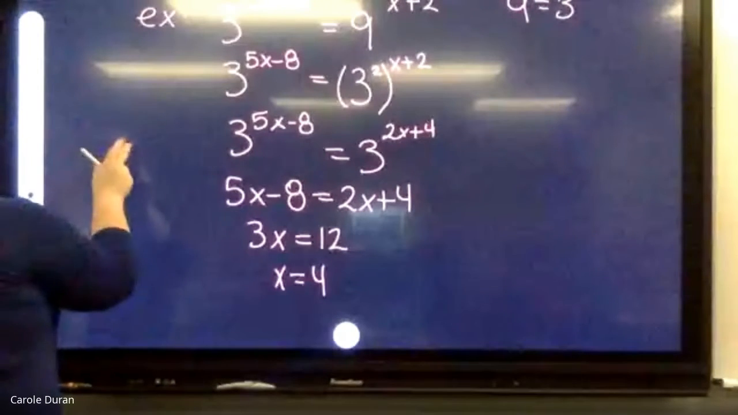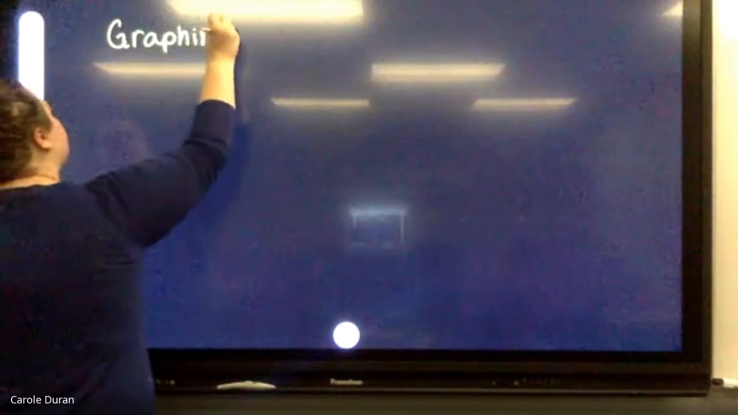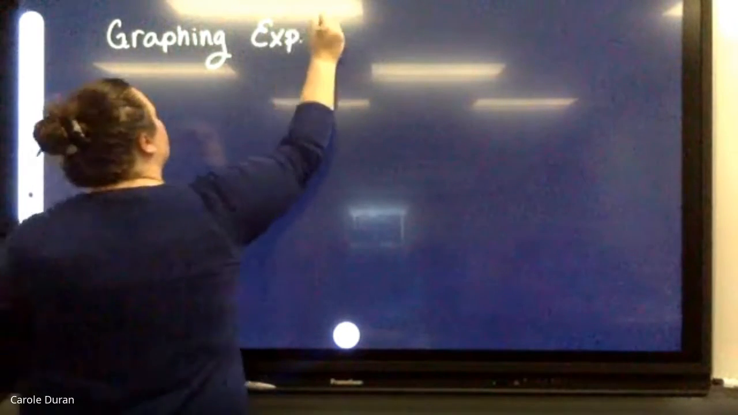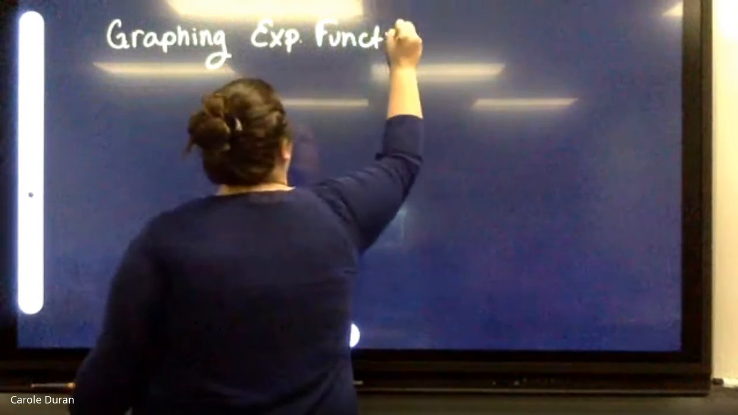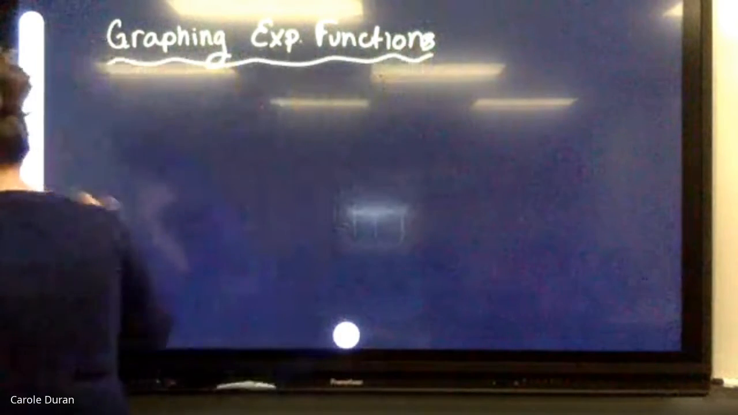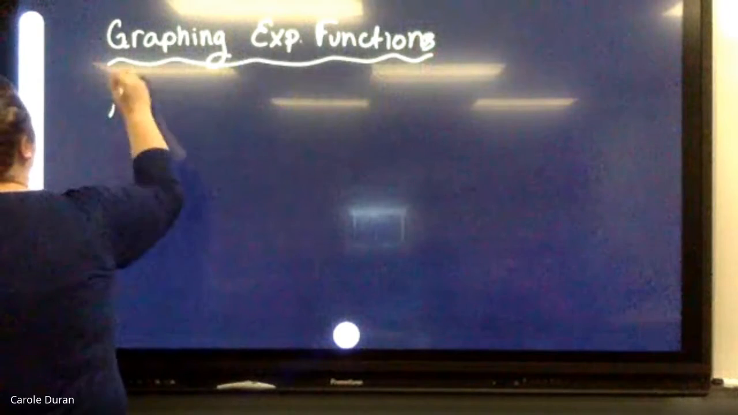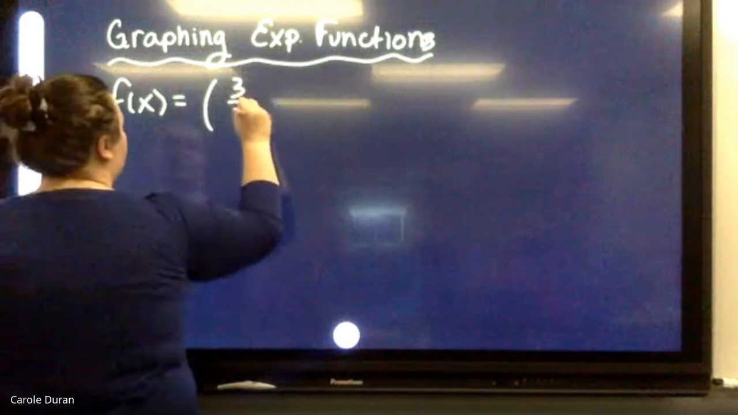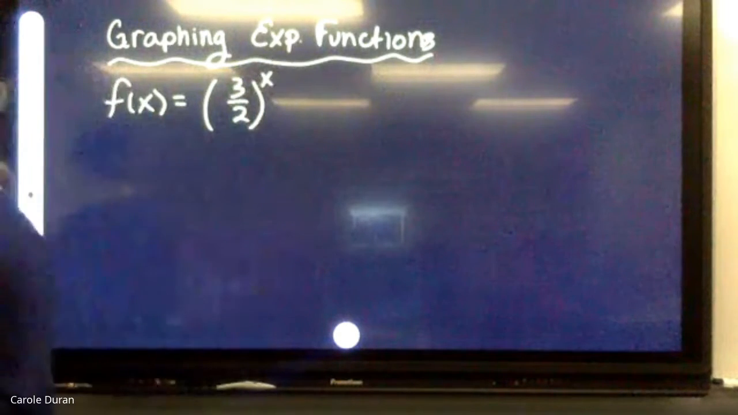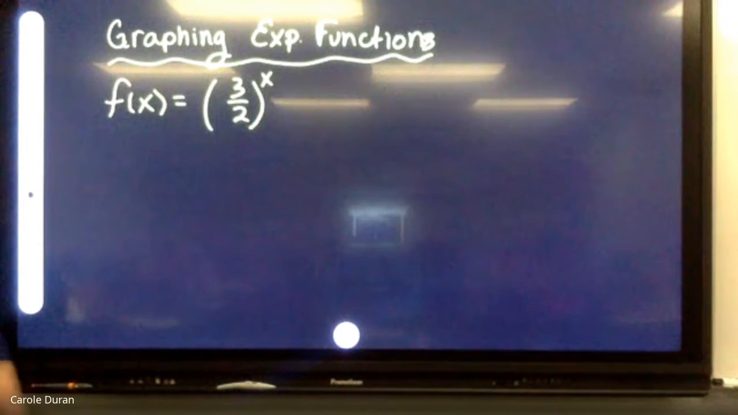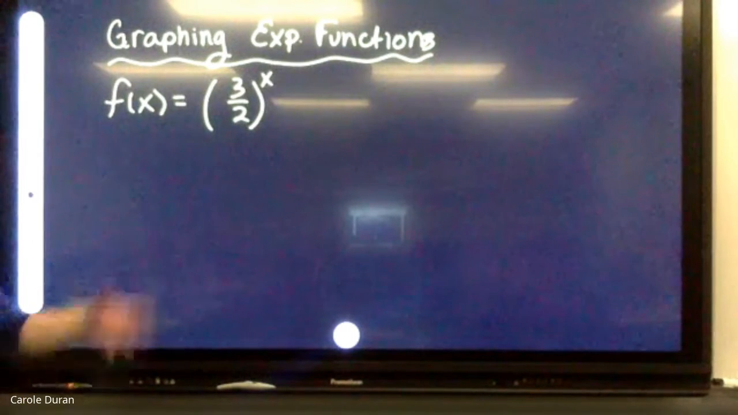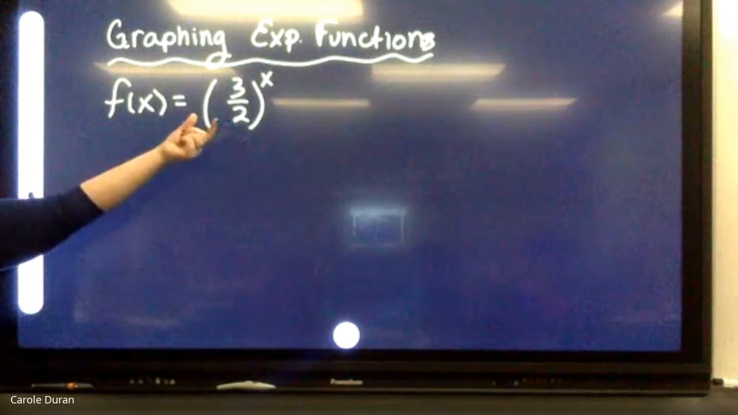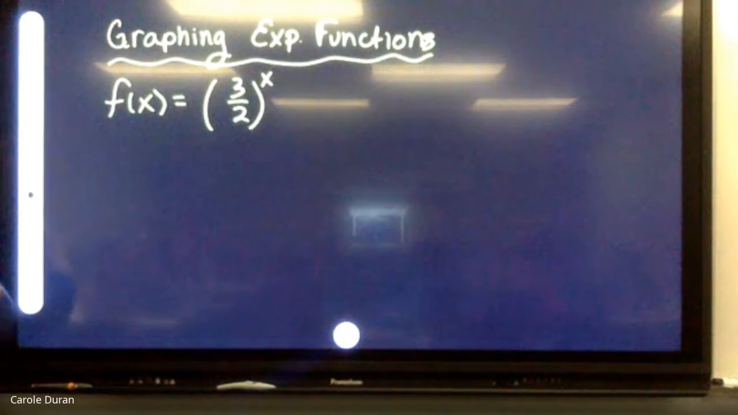So what I'd like to do next, since we already looked at exponential equations, is graphing exponential functions. So for this example, I would like to graph, let's do 3 halves to the x. This is an exponential function because my base is 3 halves, which is a number, and then my variable is present in the exponent.